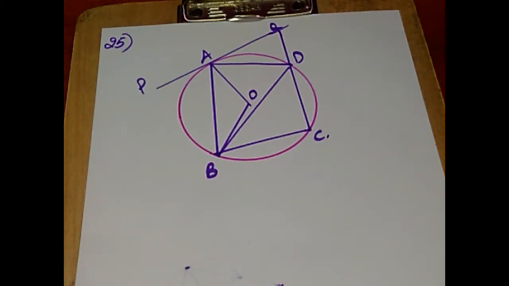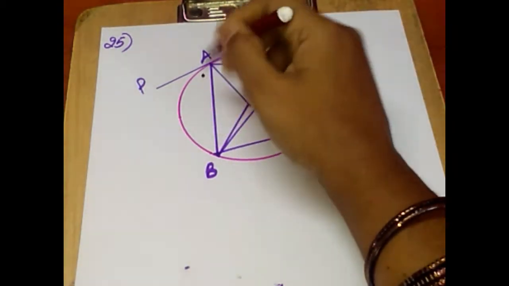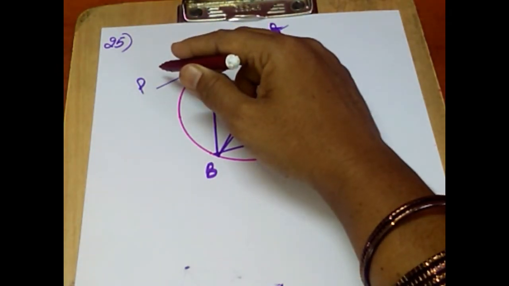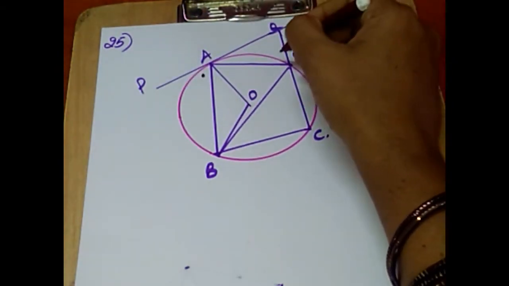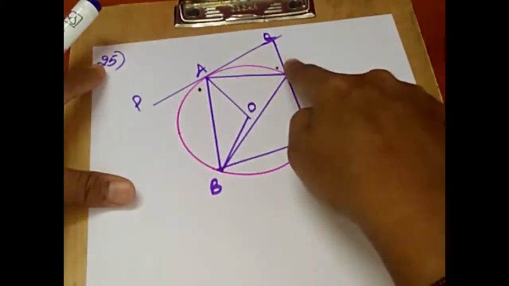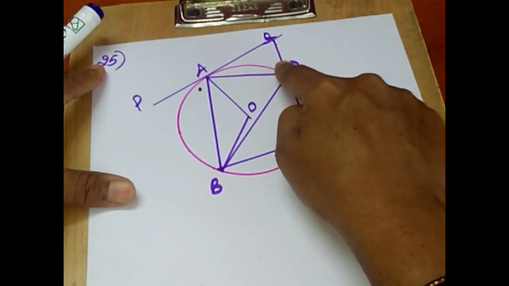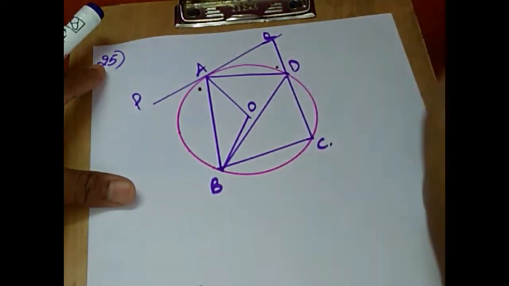Read the question carefully. The first point is we need to prove angle BAP is equal to angle ADQ. With the observation, we can come to a conclusion that there is no direct relationship between these two angles. Hence, we cannot prove directly that these two angles are equal. None of the properties will apply.